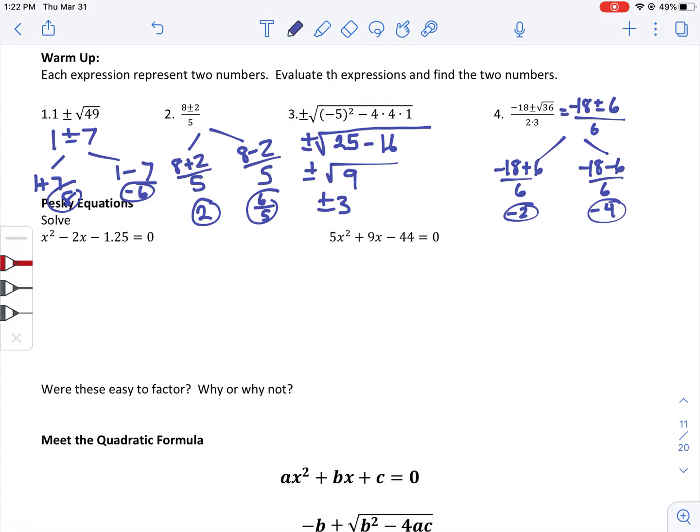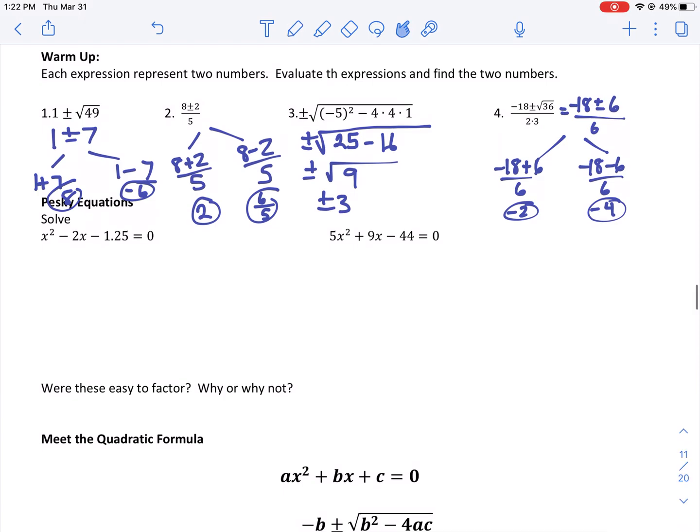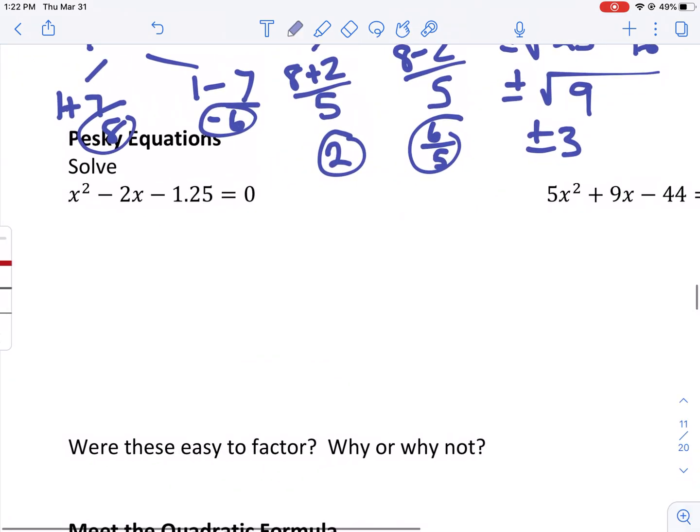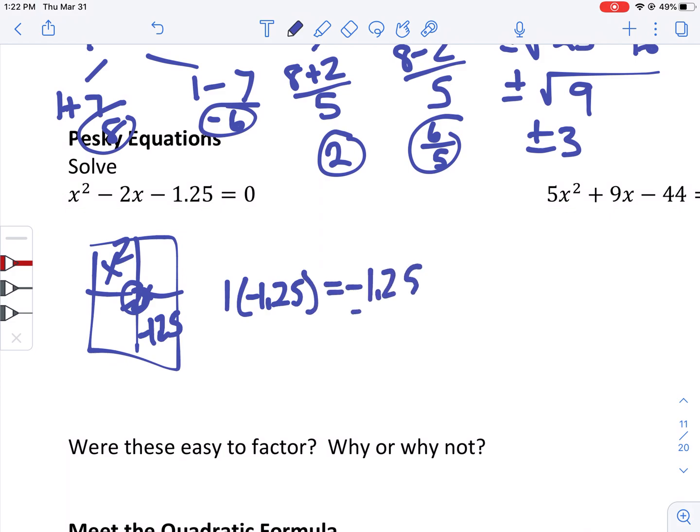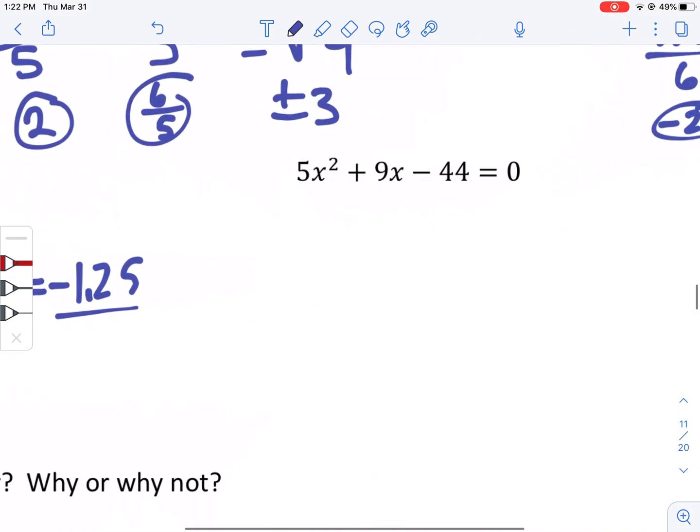Oh dear, well, let's see. So let's see how we did this. Box and circle. X squared negative 2x negative 1.25. 1 times negative 1.25 is negative 1.25. So things that multiply to that. Well, this is kind of a mess. I wonder if the second one is as messy.